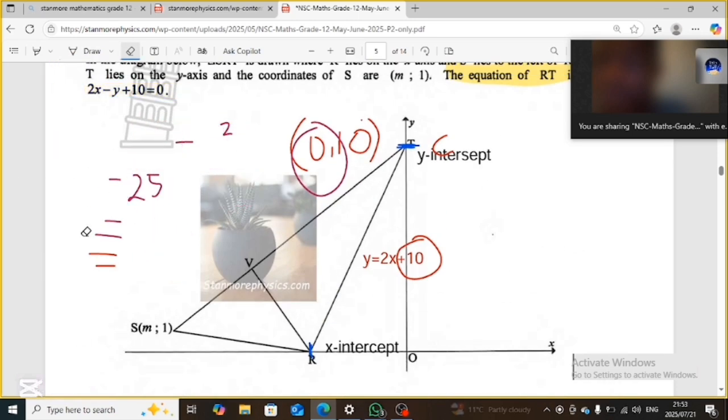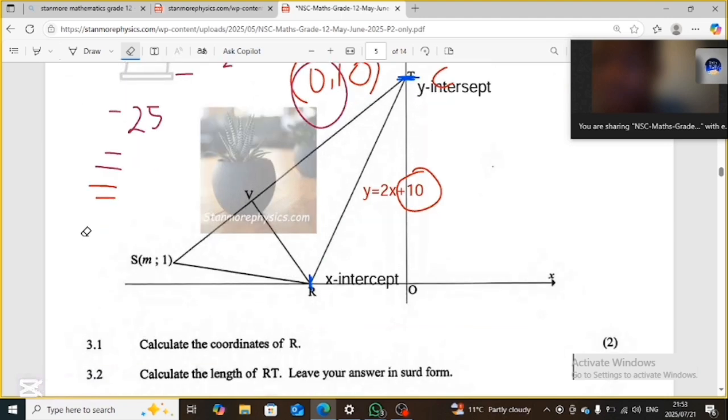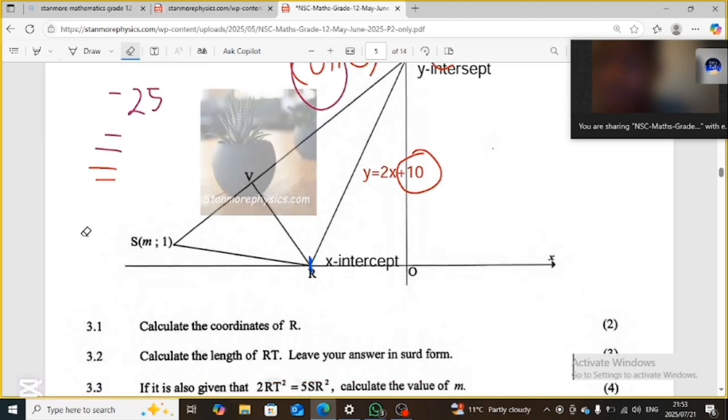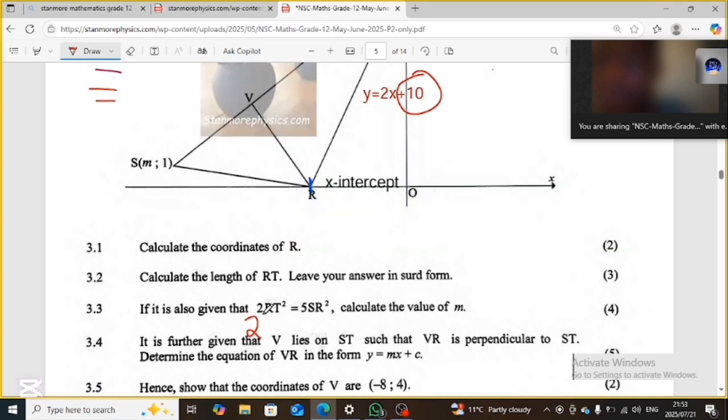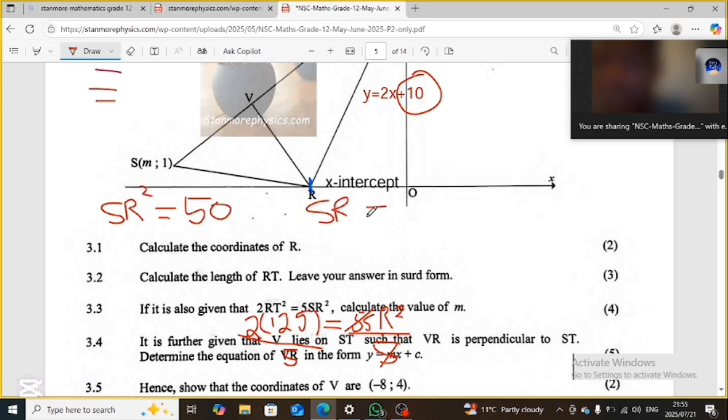Question 3.3. We are given 2 RT squared equals 5 SR squared, and we have to calculate the value of M. We already know that RT squared is equal to 125, giving us 2 times 125 equals 5 SR squared. Divide by 5 on both sides, therefore SR squared will be equal to 50. And finally, SR will be equal to 5 root 2.